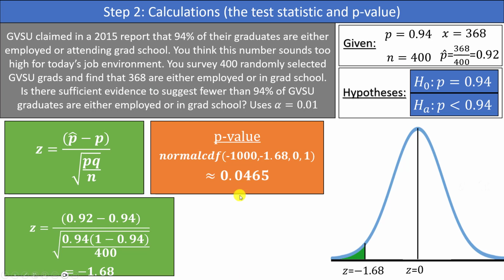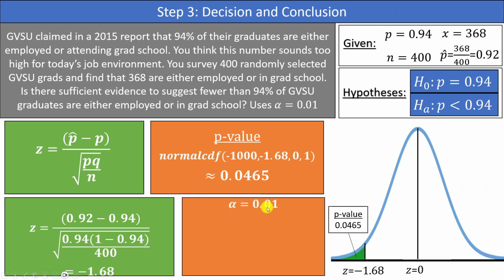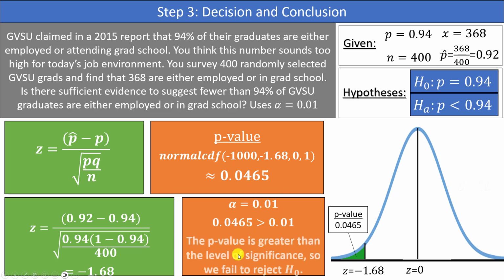Once we have the p-value, we can go on to step 3, which is decision and conclusion. To make a decision, we will compare the p-value to the level of significance, which in this case is 0.01. Our p-value of 0.0465 is greater than 0.01. So as the saying goes, if the p-value is high, the null will fly, which means we are going to fail to reject our null hypothesis.